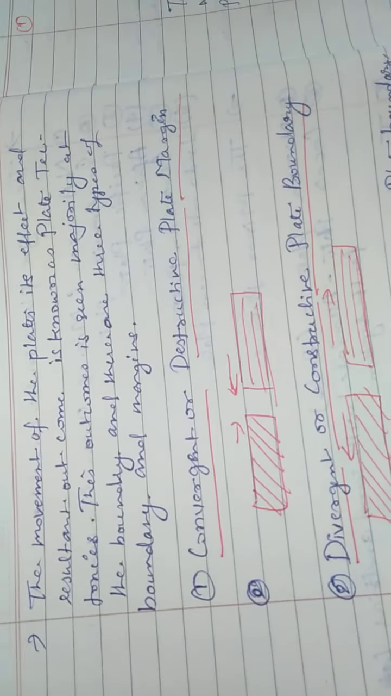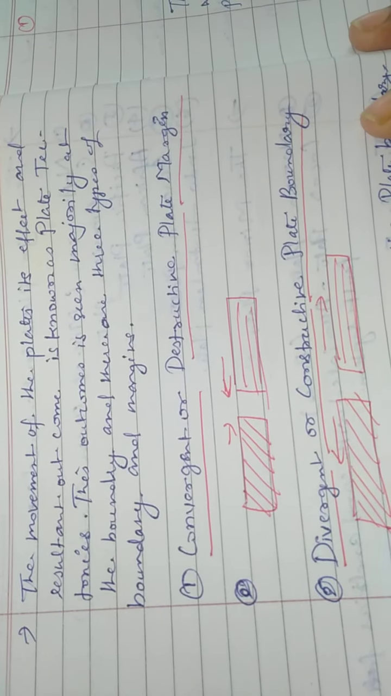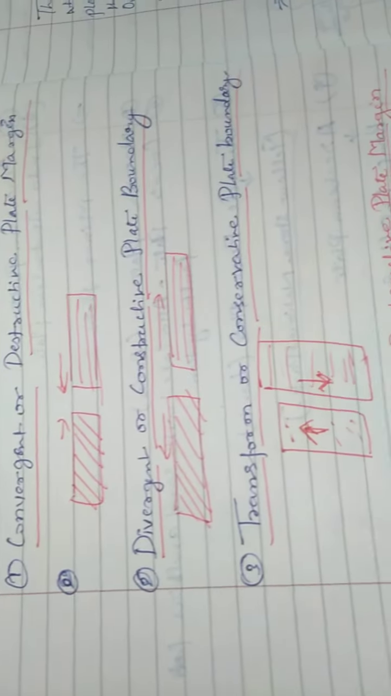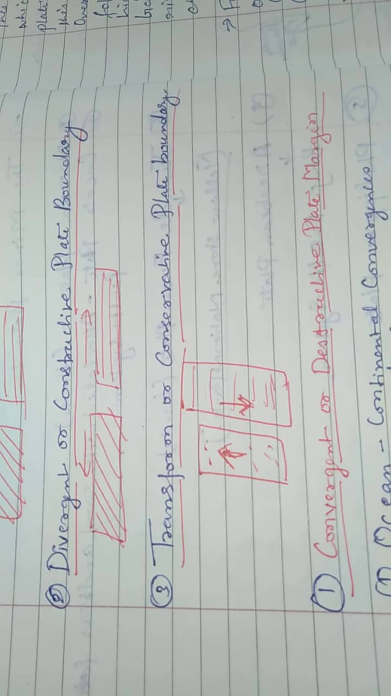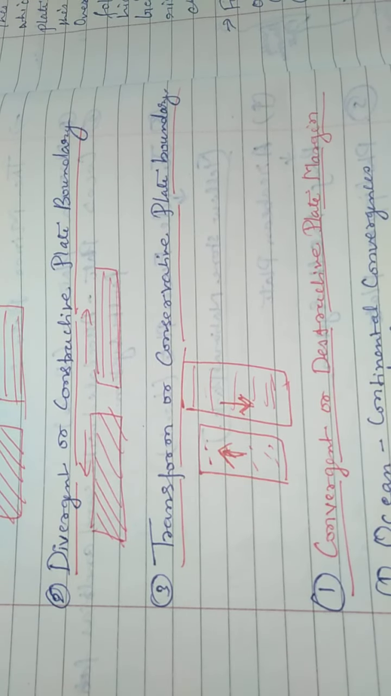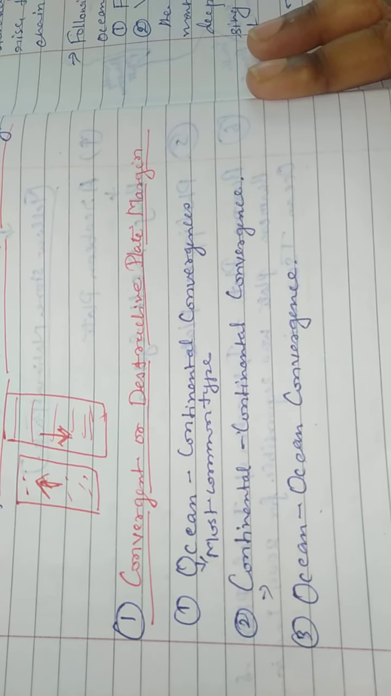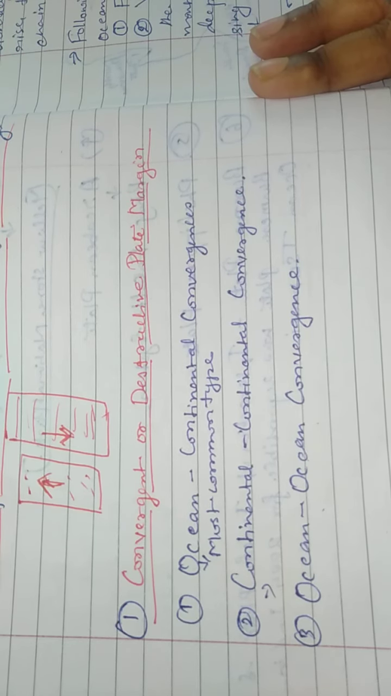The movement of the plates, its effect and resultant outcome is known as plate tectonics. This outcome is seen mostly at the boundary, and there are three types of boundaries and margins: convergent or destructive plate margin, divergent or constructive plate margin, and transform or conservative plate margin. Convergent or destructive plate margin: ocean-continental convergence, the most common type; continental convergence; ocean convergence.